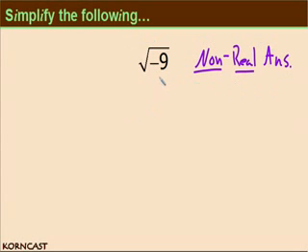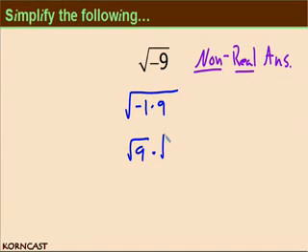I know I can factor -9. So I'm going to get the square root of -1 times 9. Now using the product property of radicals, I know that I can rewrite that as the square root of 9 times the square root of -1. I know what the square root of 9 is. It's 3. So if I simplify this, I end up getting 3 times the square root of -1.